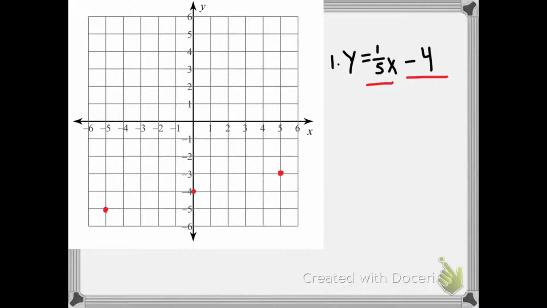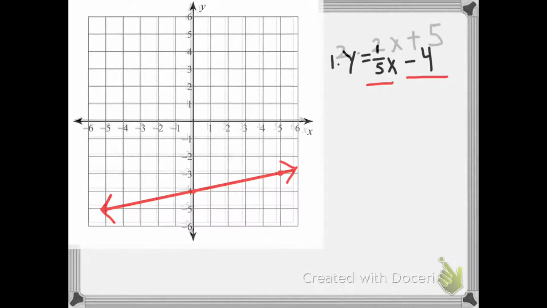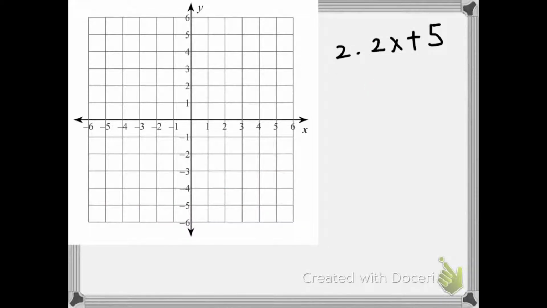I erased the squiggly line so you could see where the points are. And now all you have to do is connect them. So try to make the line as straight as possible. You can use a flat edge like a piece of paper or a card or something like that. And you usually have to draw arrows since the line goes on forever. So there's our line.